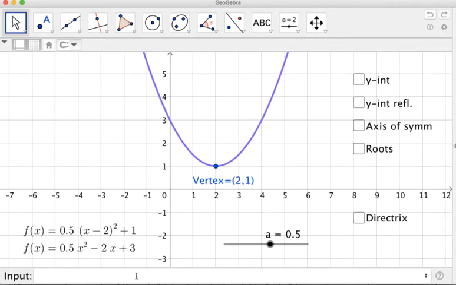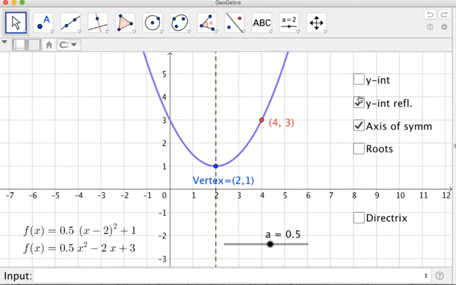Then to figure out the y value, we would just plug our value of 2 into this equation here, and that would give us 0.5 times 2 squared minus 2x, or minus 2 times 2 in this case, plus 3, which would give us a value of 1 for our y term. Okay, so that gives us a way to find the vertex, which we can do easily from the vertex form and with a little more work from the standard form. Okay, so we talked about the y-intercept and the y-intercept reflected across the axis of symmetry.